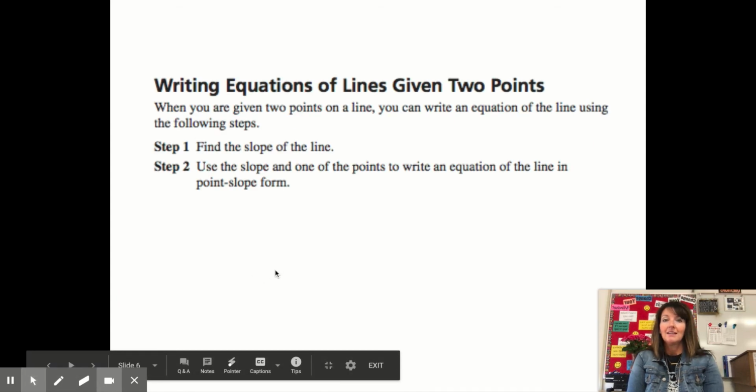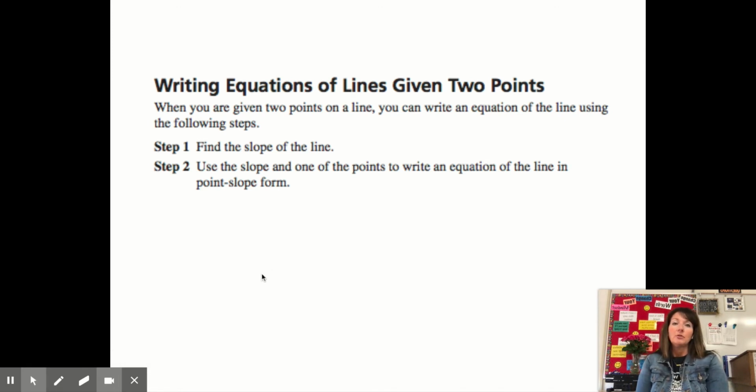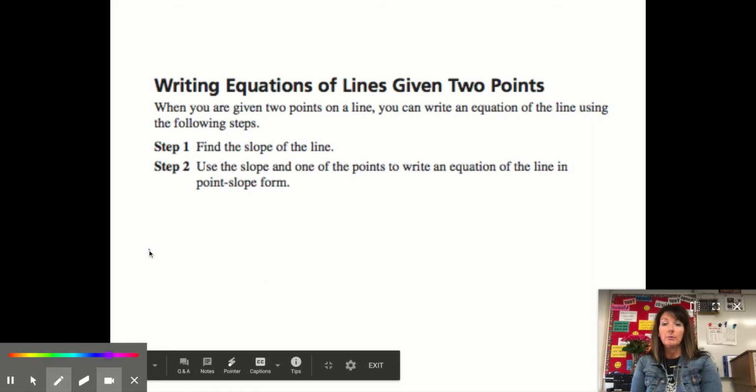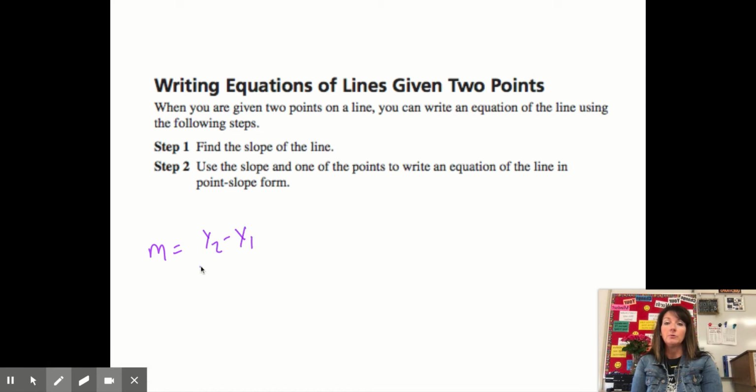So to write an equation of a line given 2 points, when you're given 2 points on a line, you can write an equation of a line using the following steps. 1, we need to find the slope of the line. And if we have 2 points on the line, we can calculate it using the slope formula. Remember that we will take y2 minus y1, which will give us the change in the y coordinate, and put that over x2 minus x1, and that's the change in the x coordinate.